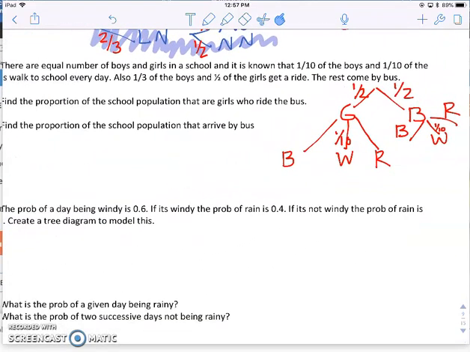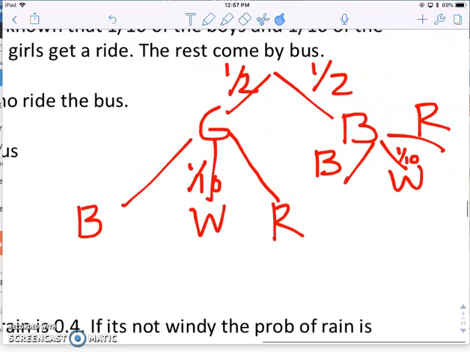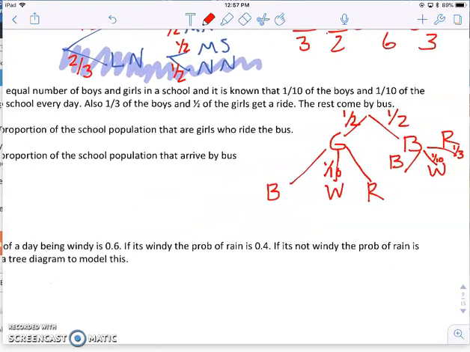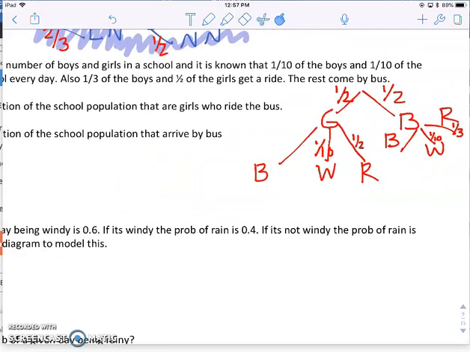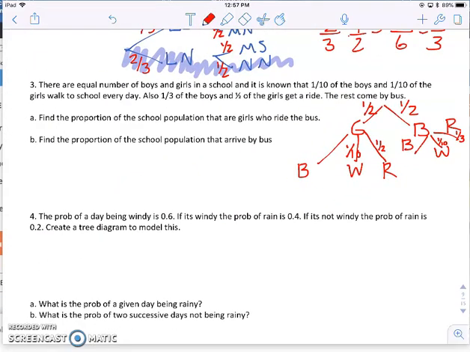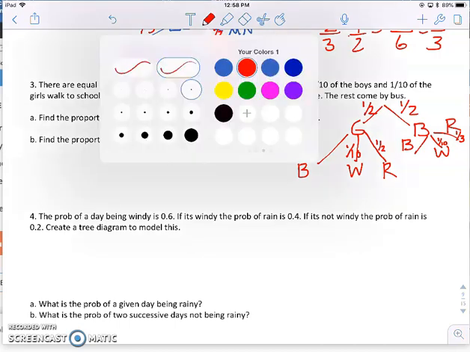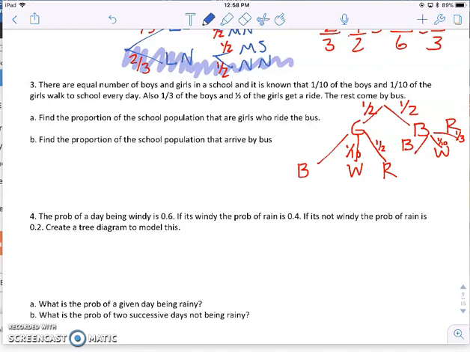Also 1/3 of the boys and half the girls get a ride. The boys 1/3. And what did it say? Half the girls get a ride. So now we have to figure out that other branch, the bus. Let's see, each branch has to add up to 1. So if we do a little math on the side, what is 1/10 plus 1/2? That's 6/10. So that means 4/10 have to take a bus.